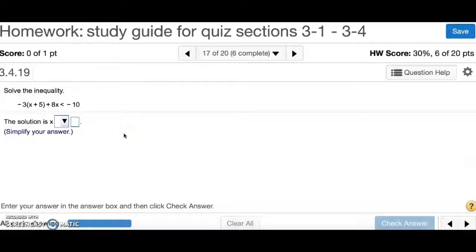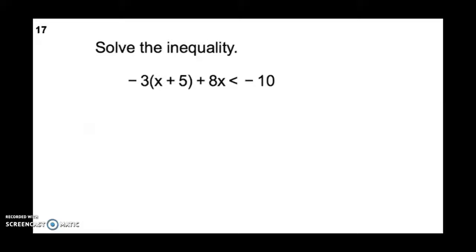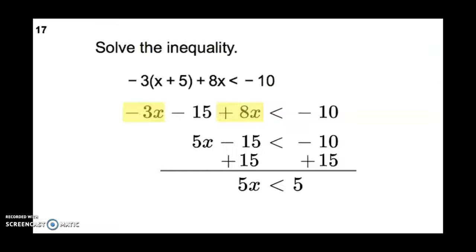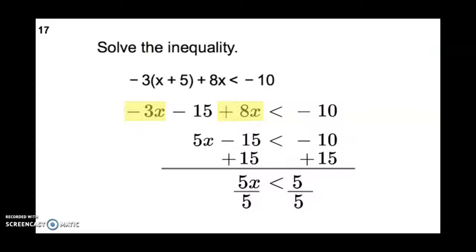17, we are solving the inequality. Let's take a closer look at it. The first thing I'm going to do is distribute this negative 3. So I'll get negative 3x minus 15 plus 8x is less than negative 10. Now I combine my like terms of negative 3x and 8x, and I get 5x minus 15 is less than negative 10. Add 15 to both sides, I'll get 5x is less than 5. Then I divide both sides by 5, and I'll get x is less than 1 as my answer. So that's the answer for number 17.